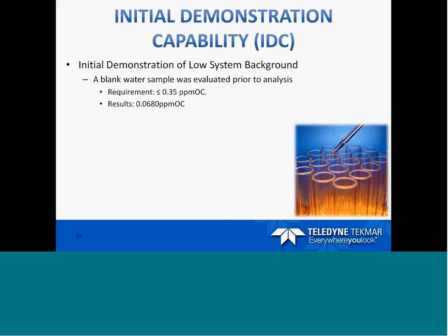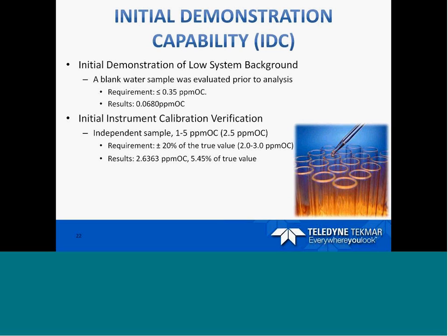The initial demonstration of capability is to show that we had low system background. So we ran a blank water sample, and the requirement was less than 0.35, and our result was 0.068. So well within that limit.